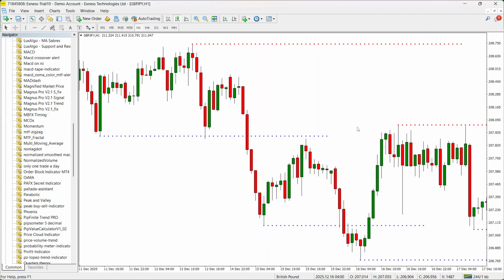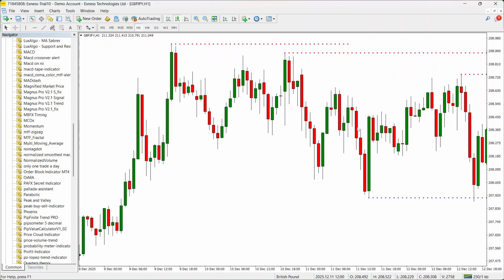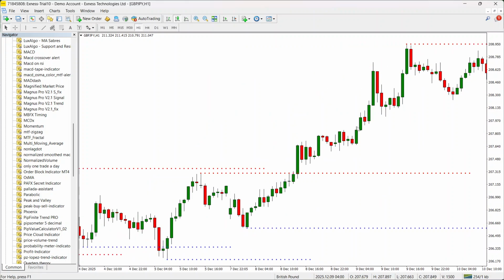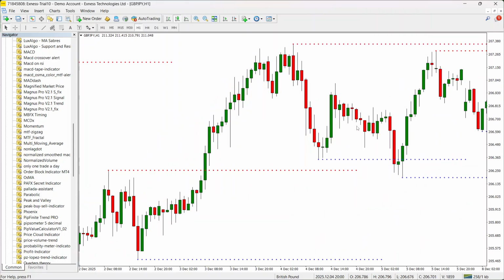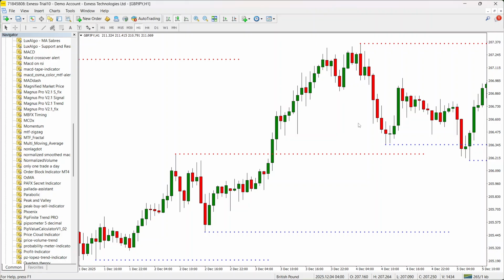It's worth noting that it can produce false signals in choppy or low volume markets and may plot many levels if sensitivity is set too high. It's important to combine it with volume, candlestick patterns, trend filters, risk management, backtesting, and awareness of news events to avoid over reliance.